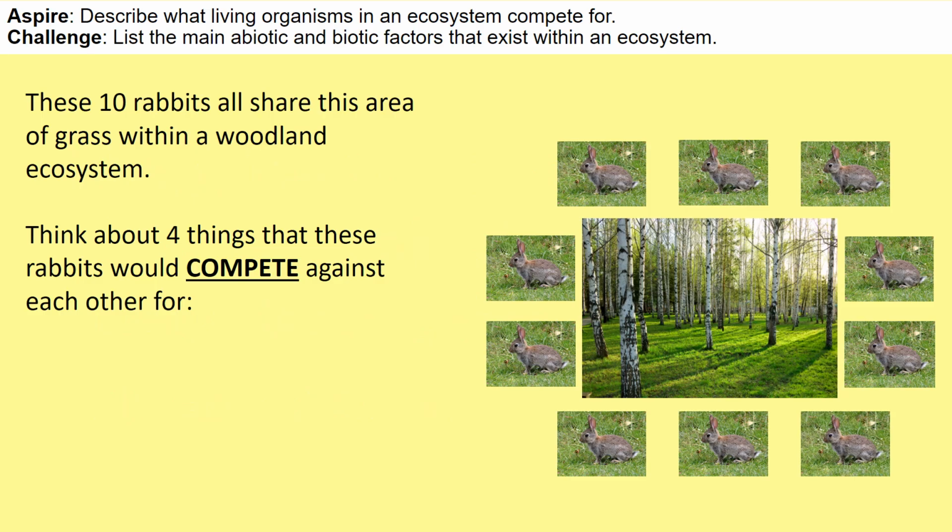Okay, so we're going to move on now to look at the Aspire outcome, which was about competition. So just to remind us, we are trying to describe what living organisms in an ecosystem compete for. Okay, so I want you to think for a second. There's an area of woodland near your house. And in that area of woodland, these 10 rabbits all live. So you've got the area of woodland shown in the image in the middle, surrounded by these 10 rabbits that would exist there. I'm going to give you 30 seconds to think about the 4 things that these rabbits would compete against each other for. Just 30 seconds. What would all these rabbits be in competition with each other for?